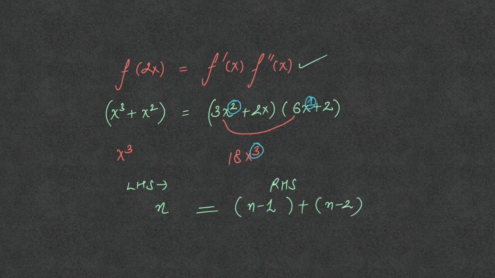Similarly, f dash x has degree n minus 1 and f double dash x has degree n minus 2, and on adding them we get the highest degree of the right hand side, which equals n. So on calculating, we get n is equal to 2n minus 3, which ultimately gives n equal to 3. So clearly that means the highest degree is 3, which means the function is a cubic polynomial.